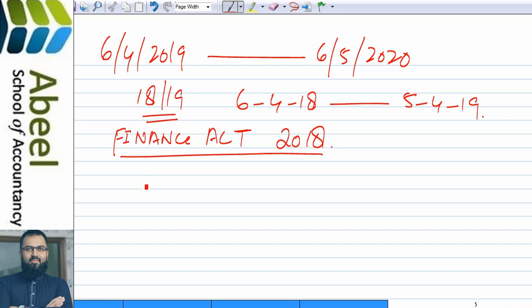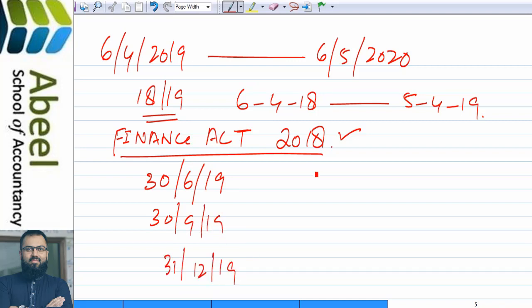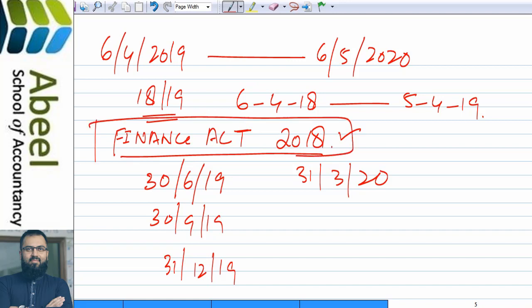on how many attempts? Let me clarify that also. This Finance Act is applicable on the first attempt, 6 April 2019, 30th September 2019, 31st December 2019 and lastly 31st March 2020. It means that Finance Act 2018 is applicable on June 19, September 19, December 19 and March 20.